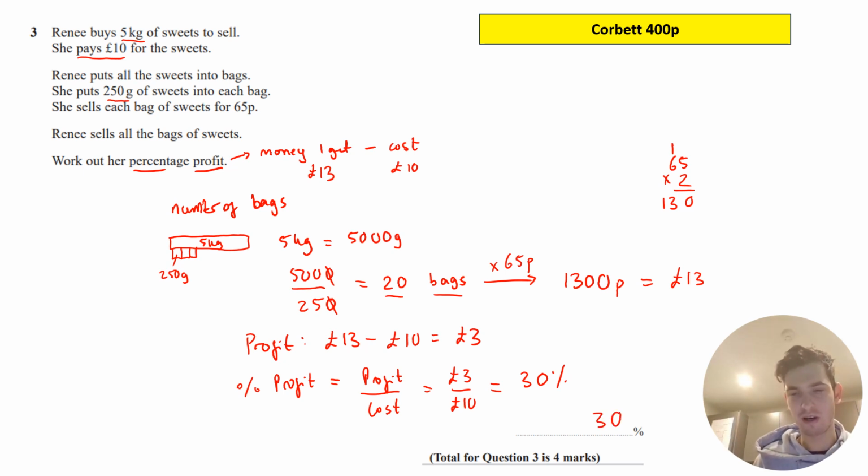So, a bit of a tricky question. I put a Corbett video 400p if you want some practice finding percentage profit. But that last step, to get that percentage profit, you need to work out your total profit and then divide it by your cost. Next question.